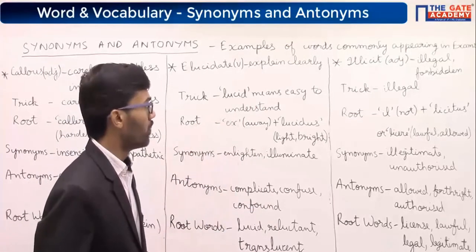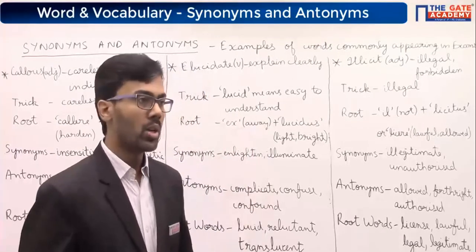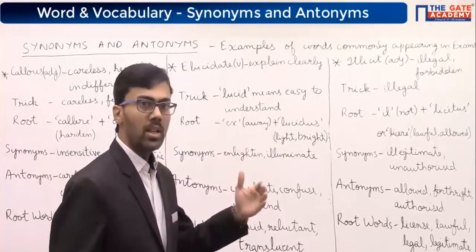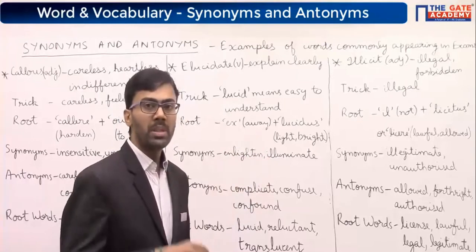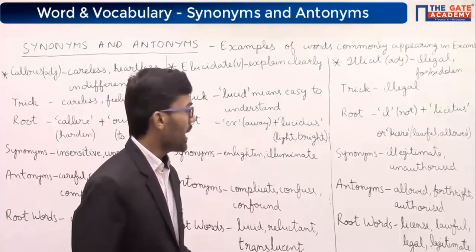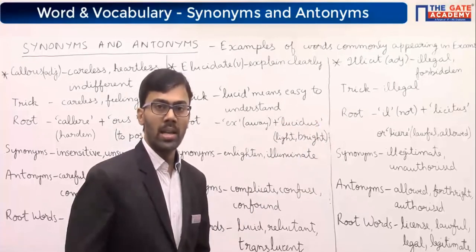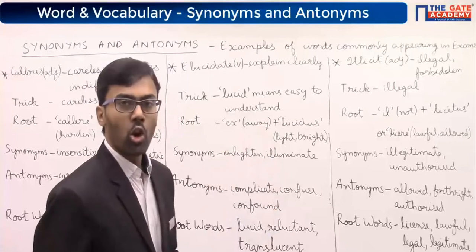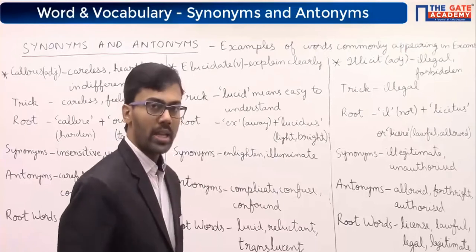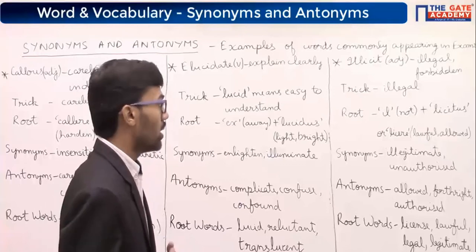The root of illicit is ill, which means not. In another segment, when we were discussing prefixes and suffixes, we discussed that the prefixes ill, im, in, all mean something that is opposite or negative. So the root is ill plus licitus or licere. Both licitus and licere are Latin words which mean lawful or allowed. Synonyms of illicit are illegitimate, unauthorized, forbidden. Antonyms are allowed, forthright, authorized.